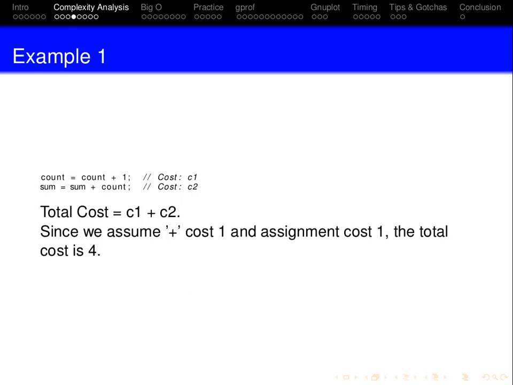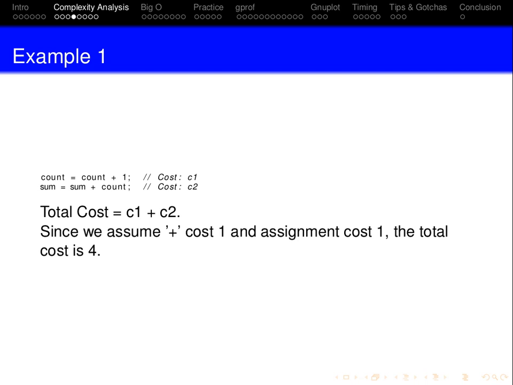Example. We've got a line of code: count equals count plus 1. We're going to say that line of code has a cost of C1. Sum equals sum plus count: we're going to say that has a cost of C2. Total cost, of course, is C1 plus C2 because that's the cost of the 2 lines of code. We assume addition costs 1 and assignment costs 1, so the total is 4.